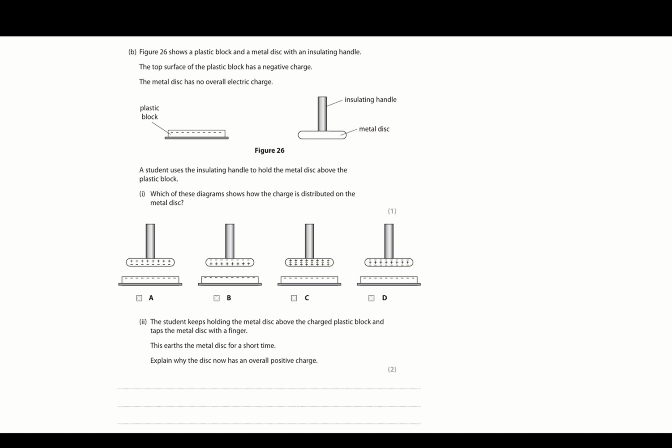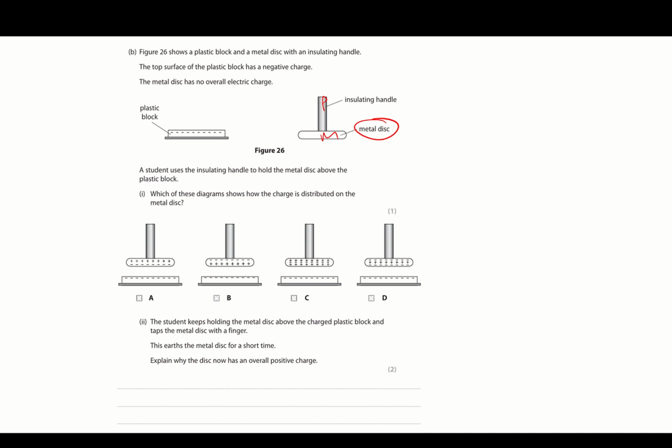Figure 26 shows a plastic block with a metal disc and an insulating handle. So there's a metal disc. Here's some sort of plastic, so plastic, metal. And here we've got a plastic block. The student uses the insulating handle to hold the metal disc above the plastic block. So we can see the example here. All right. And which of those show how the charge is distributed on the metal disc?